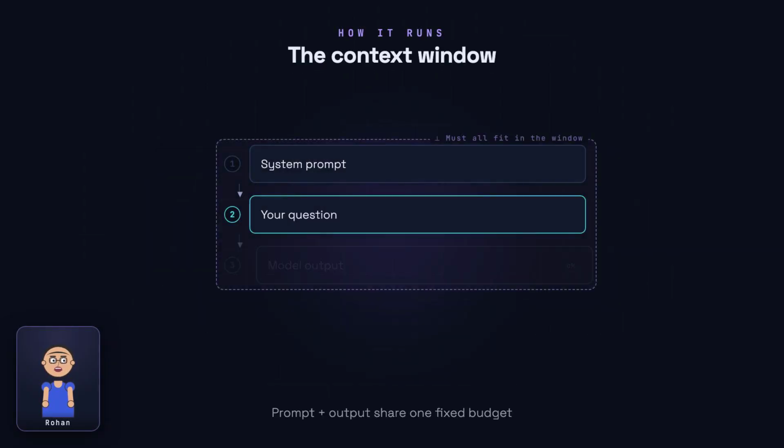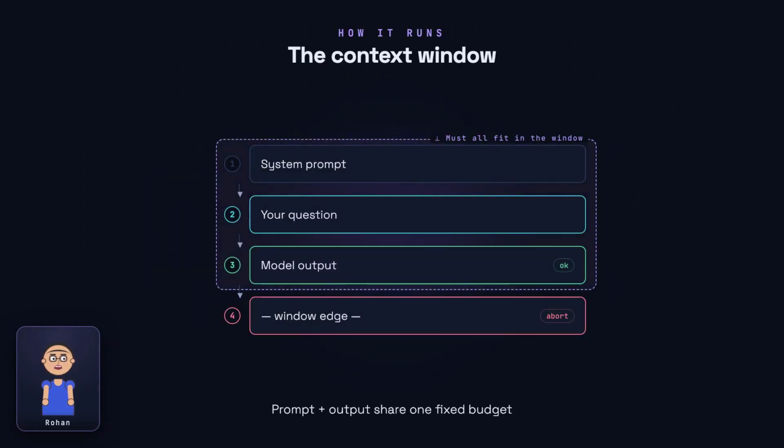The context window is the maximum number of tokens the model can attend over at once. Crucially, it's one shared budget. Your system prompt, the user's question, and the text the model generates all live inside the same window. If the model writes a long answer, that output eats into the same space as your input. Cross the edge, and the earliest tokens drop out of view.